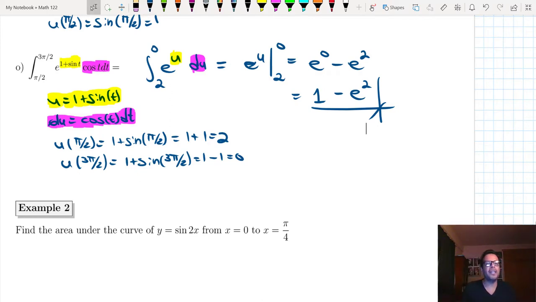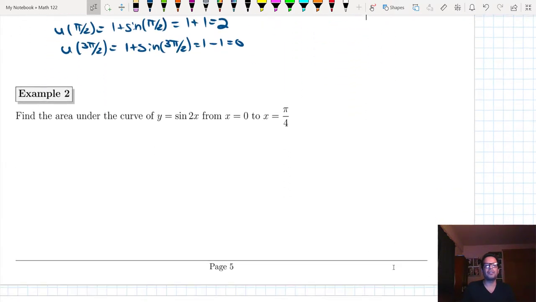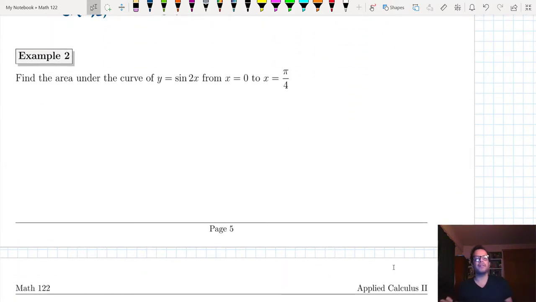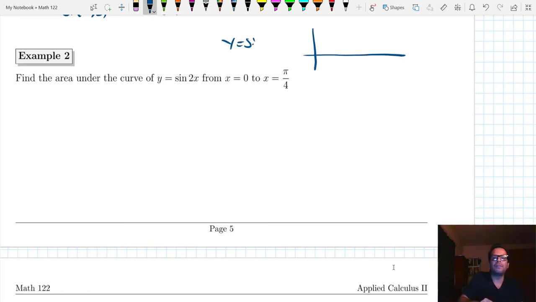All right, find the area under the curve of y equals sine of 2x. So finding the area of that graph. If we graph sine, you can use your graphing calculator, y equals sine 2x, you will get something like this, in which one period is pi, half a period is pi over 2.